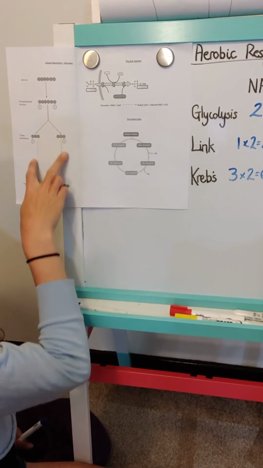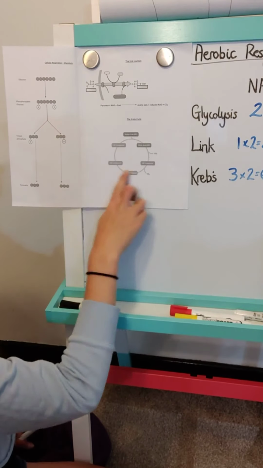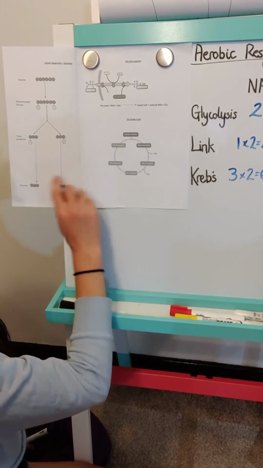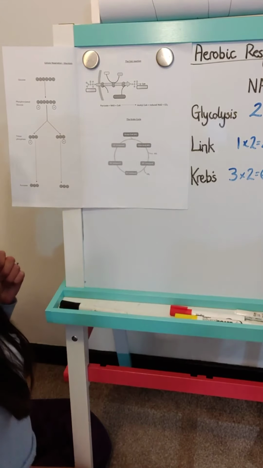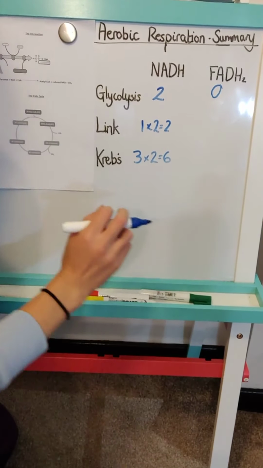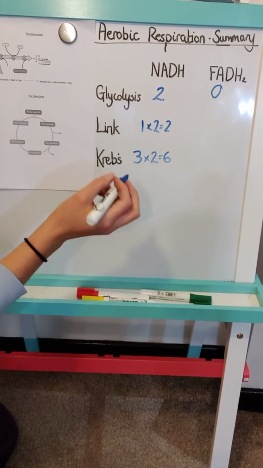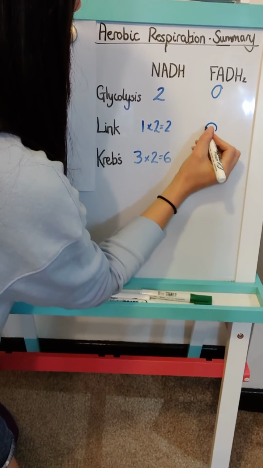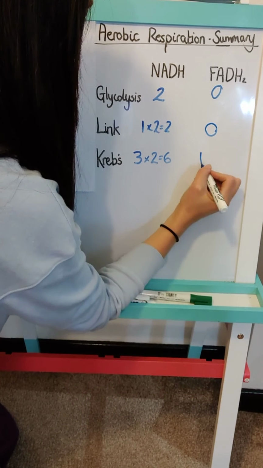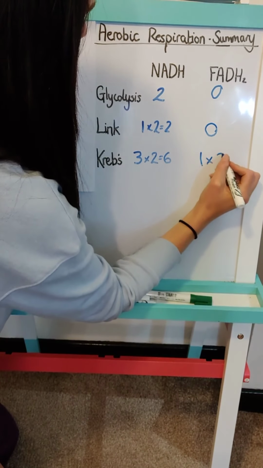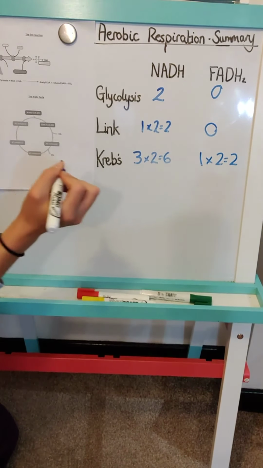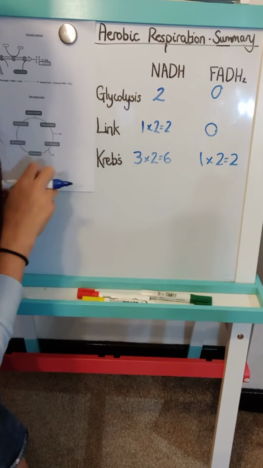So as the glucose splits and the Krebs cycle happens twice, we have that 1 FAD happening twice. So here we are. None in glycolysis, none in the link reaction, and then in the Krebs cycle we have one, but the Krebs cycle happens twice for every glucose. So we have 2 happening there. Okay.